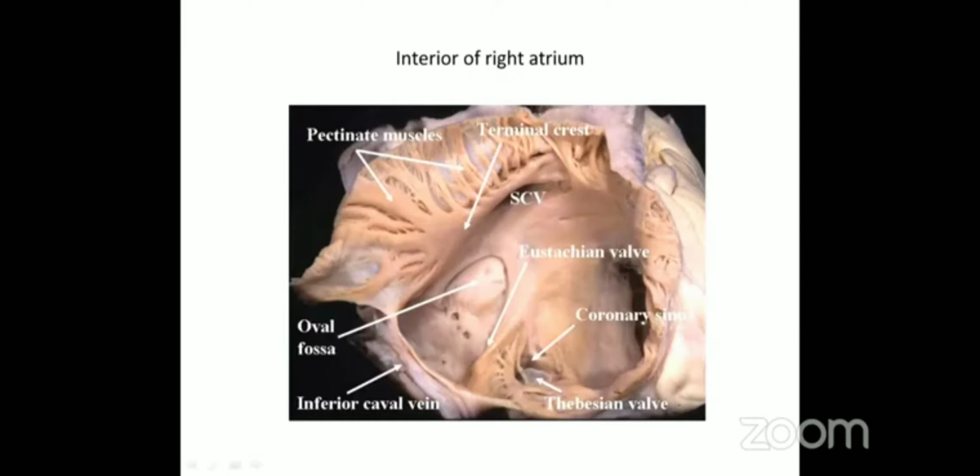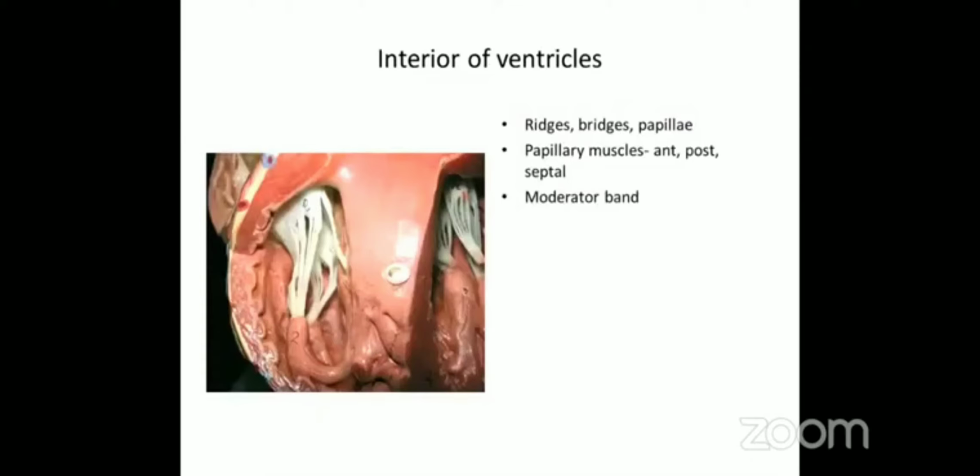Similarly, for the interior of the ventricles, right and left ventricles, you can see this white structure. These are the chordae tendineae which are attached to the respective valves, tricuspid, and bicuspid in the case of the left ventricle, and they join at one end to the valves and at the other end to the papillary muscles. Now, as there are three valves, there are three types of papillary muscles.